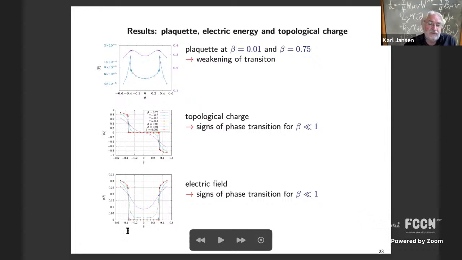And the same is true for the electric field, where again, for small values of beta, you have very sharp transitions at exactly the same values. And if you increase beta, then this is smoothed out. So I think this is actually the first time that these indications of phase transitions for the U1 theory in 3+1 dimensions was found. So we are pretty proud of this.